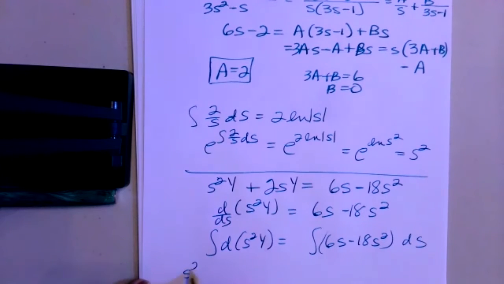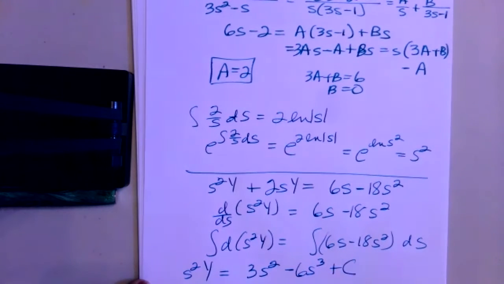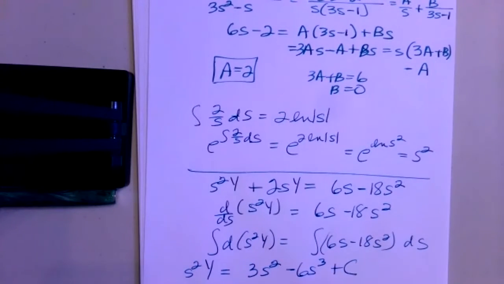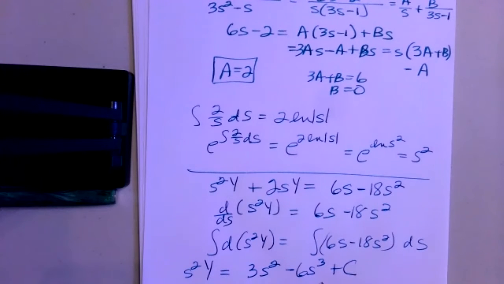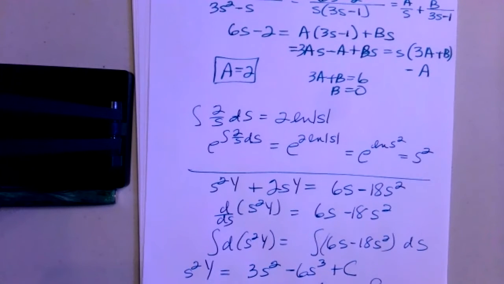So that says S squared capital Y is equal to 6S squared divided by 2, so that's 3S squared. And then you get minus 6S cubed plus C. And now you divide by S squared. And so finally you get Y of S is 3 minus 6S plus C over S squared.